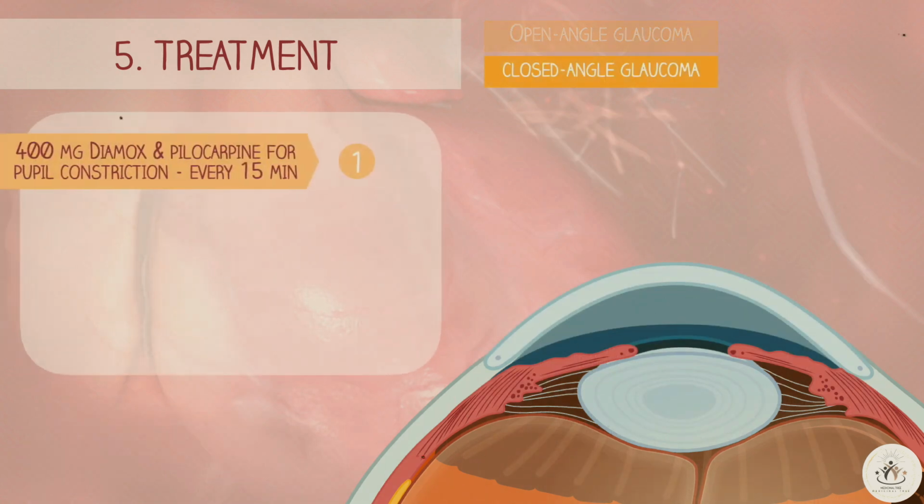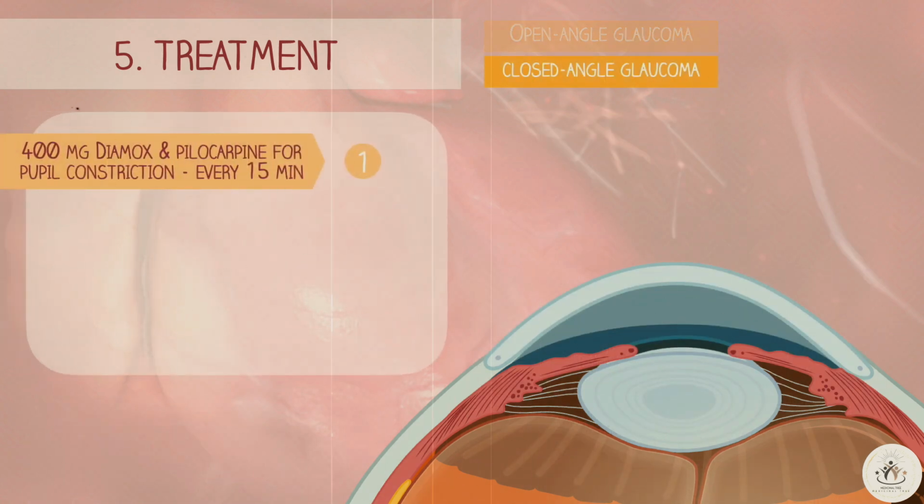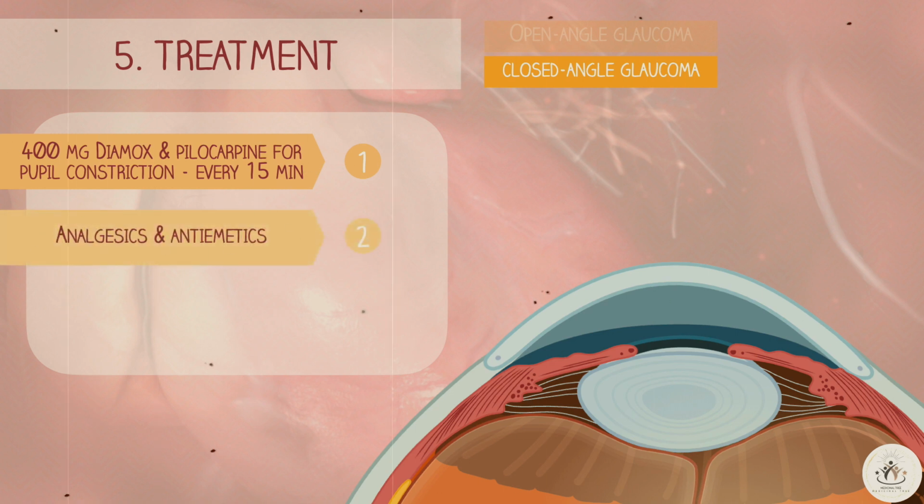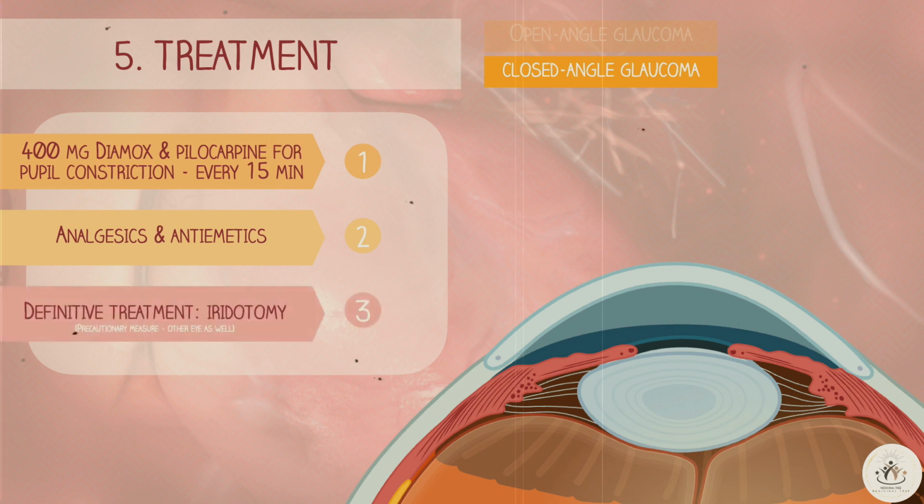For acute closed-angle glaucoma, treatment typically involves administering 400 milligrams of Diamox and instilling pilocarpine into the eye every 15 minutes to induce pupil constriction. Analgesics and antiemetics may also be provided if necessary. Ultimately, the definitive treatment is iridotomy, which is performed once the inflammation has subsided. As a precautionary measure, the same procedure is typically performed on the other eye as well.